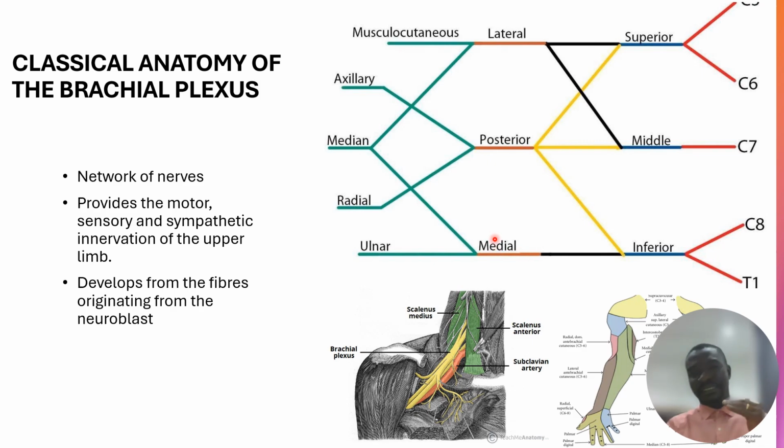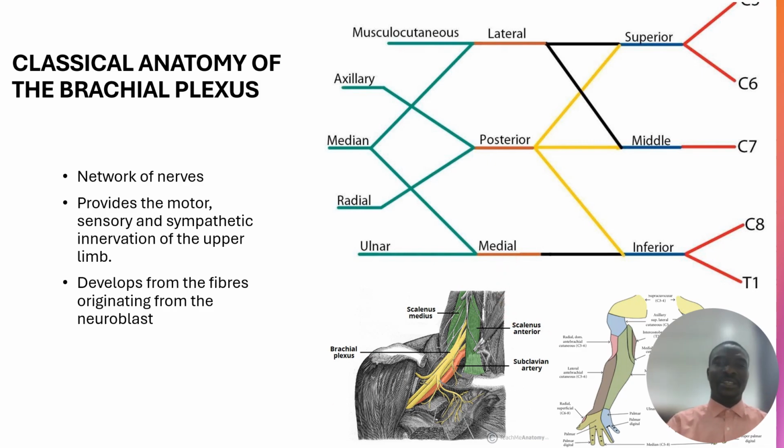You have the medial part of the lateral cord and the medial part of the medial cord forming the median nerve. And then you have the posterior cord forming 2 nerves, the axillary nerve and the radial nerve. And then you have the anterior part of the lateral cord forming the musculocutaneous nerve, and also the posterior part of the medial cord forming the ulnar nerve. And this leads to the 5 terminal branches.